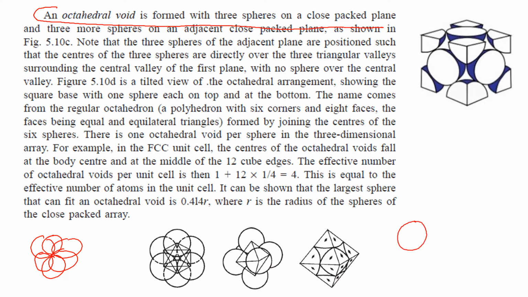Like this is one layer. Okay, and this is the center. This is the center. This is the center. But this is a valley point. This is a valley point. This is a valley point. So at that valley point comes the center of the next sphere, like this. See, next this one, and next this one, like this.